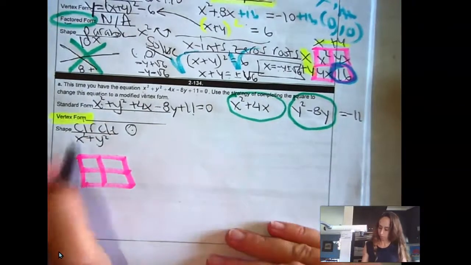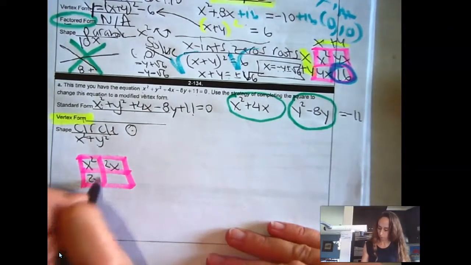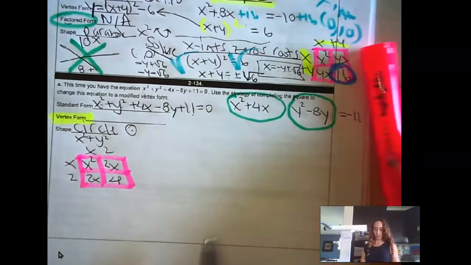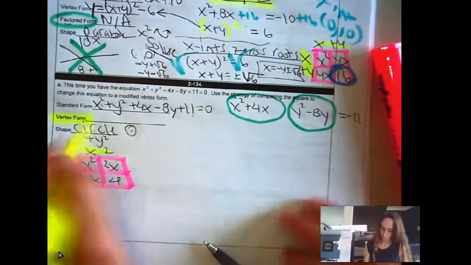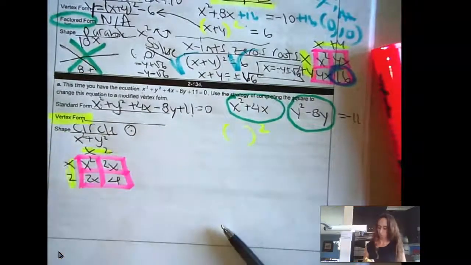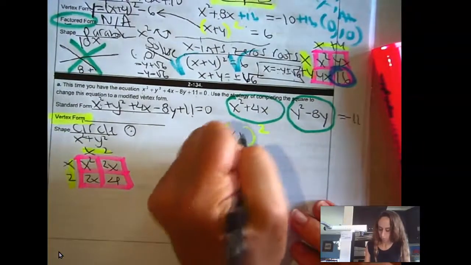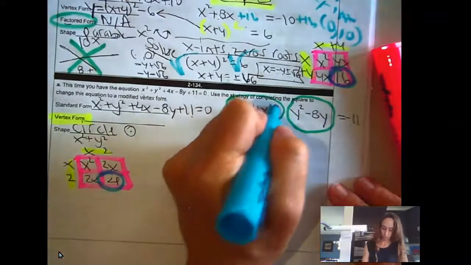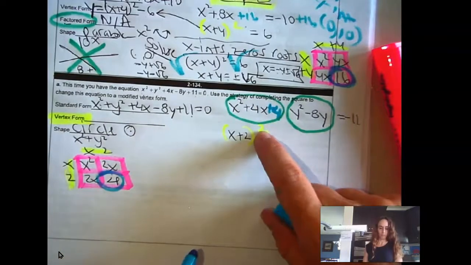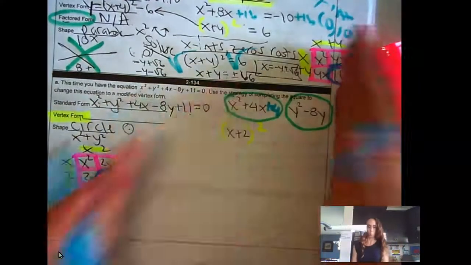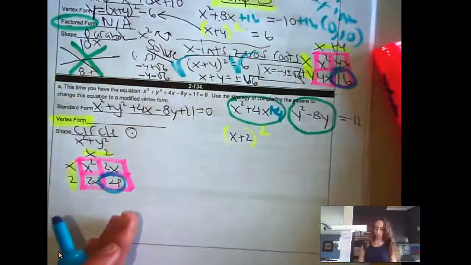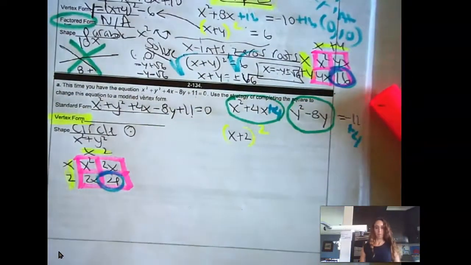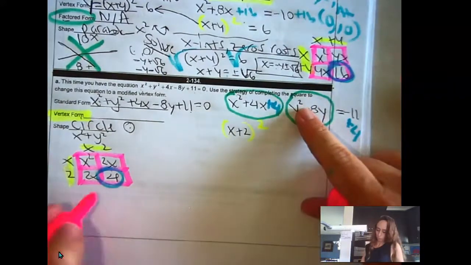So I'm going to go x squared, 2x, 2x, x, 2, 2, 4. So that means this is going to be x plus 2 squared. But what did I add to this? Plus 4. So now what am I going to have to, do I add it to the y? No. Here's one side of the equation, here's the other side. So I'm going to add 4 over here. Okay? Now I'm going to do a second box, but I'm going to do it for the y.